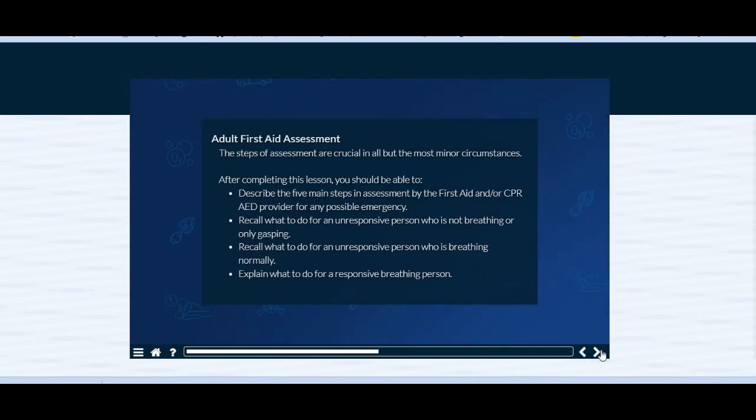The steps of assessment are crucial in all but the most minor circumstances. After completing this lesson, you should be able to describe the 5 main steps in assessment by the first aid and/or CPR AED provider for any possible emergency. Recall what to do for an unresponsive person who is not breathing or only gasping. Recall what to do for an unresponsive person who is breathing normally. Explain what to do for a responsive breathing person.